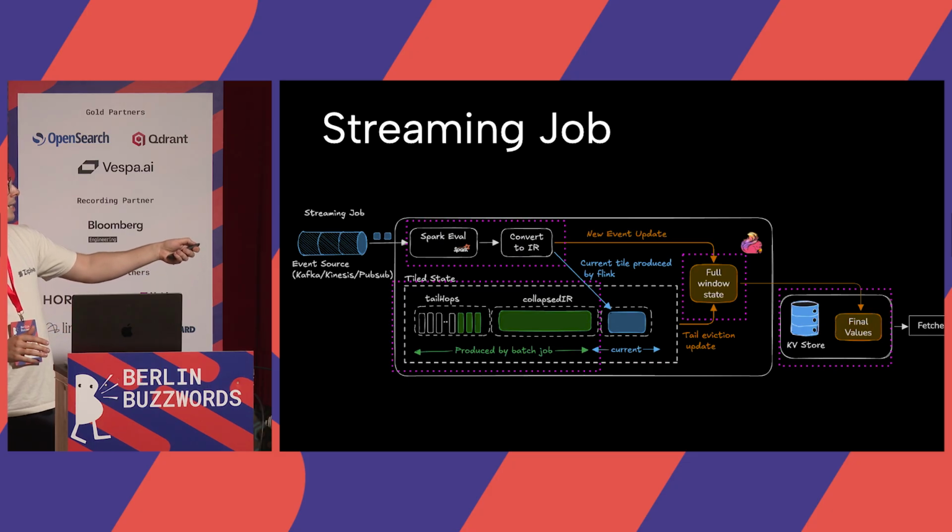So this is how we take new events coming in and keep the values up to date, and we take time moving forward and events falling out of the tail and keep the feature value up to date. And then that final value gets written to the KV store, and that's what's served from the fetcher.